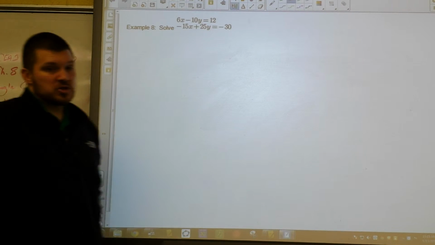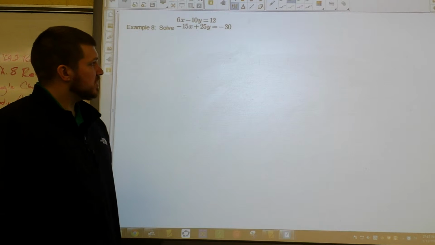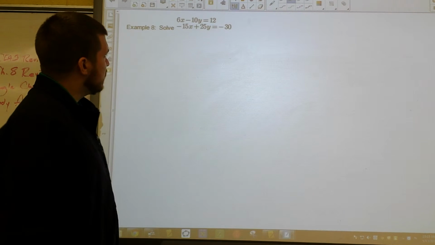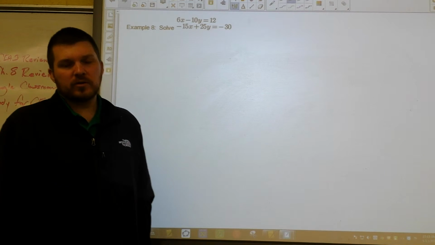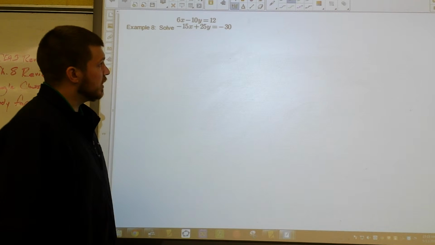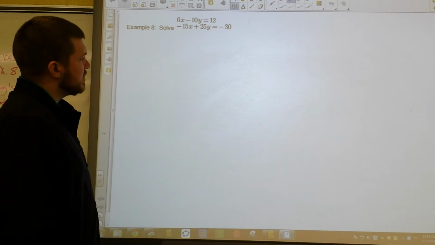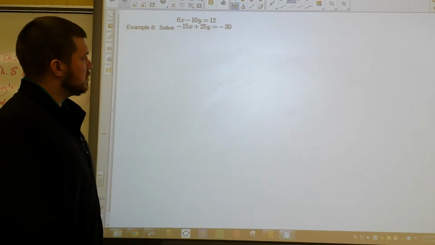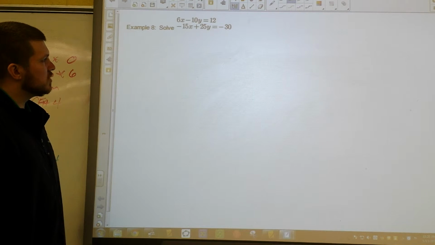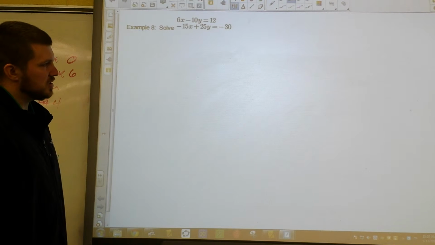Example 9, again, I can choose whatever method I want to. It doesn't really matter, okay? Could do graphing, could do substitution, but I think I'm going to do elimination. If you ever do graphing or substitution, that's fine. We should end up with the same answer in the end if you do it correctly. All right, so elimination. Since I eliminated y's a couple examples ago, this time I'm going to eliminate the x's.